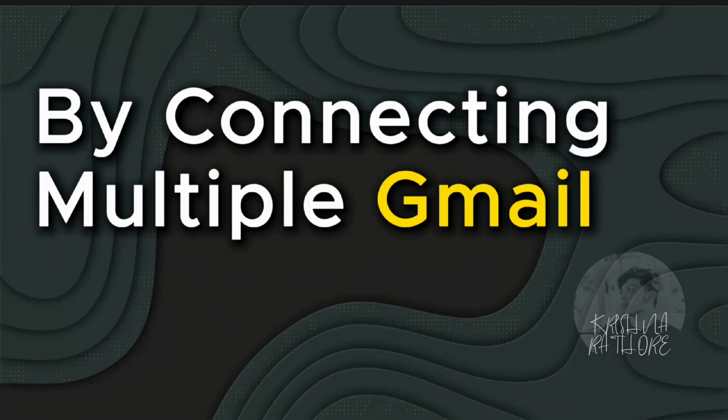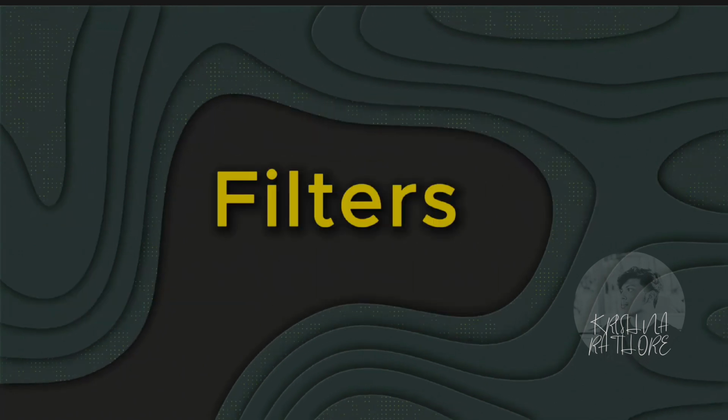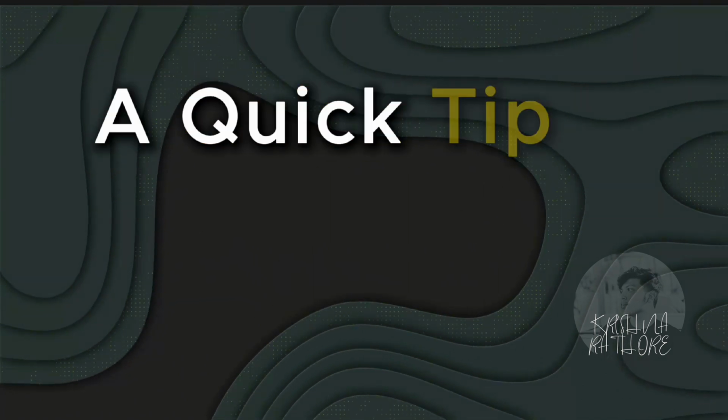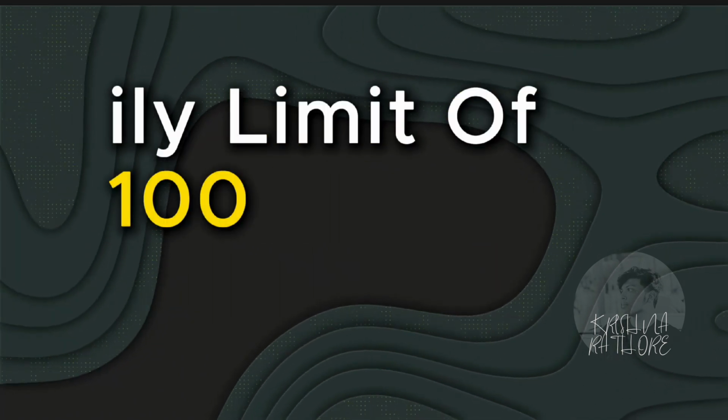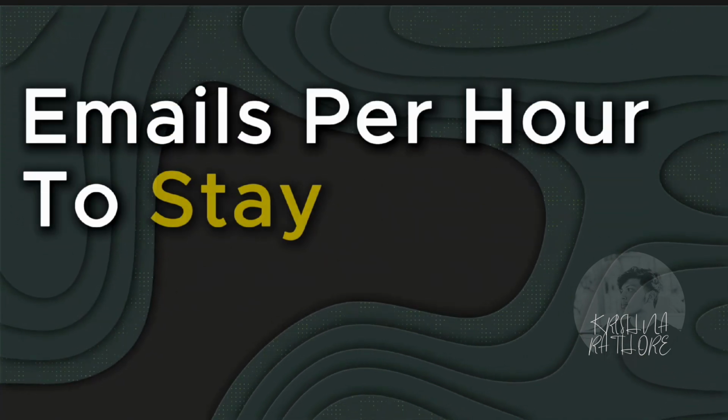By connecting multiple Gmail accounts and sending emails in batches with natural pauses, you can avoid spam filters. Quick tip: Gmail has a daily limit of 100 emails, but for cold outreach, I recommend sending only 2 emails per hour to stay under the radar.